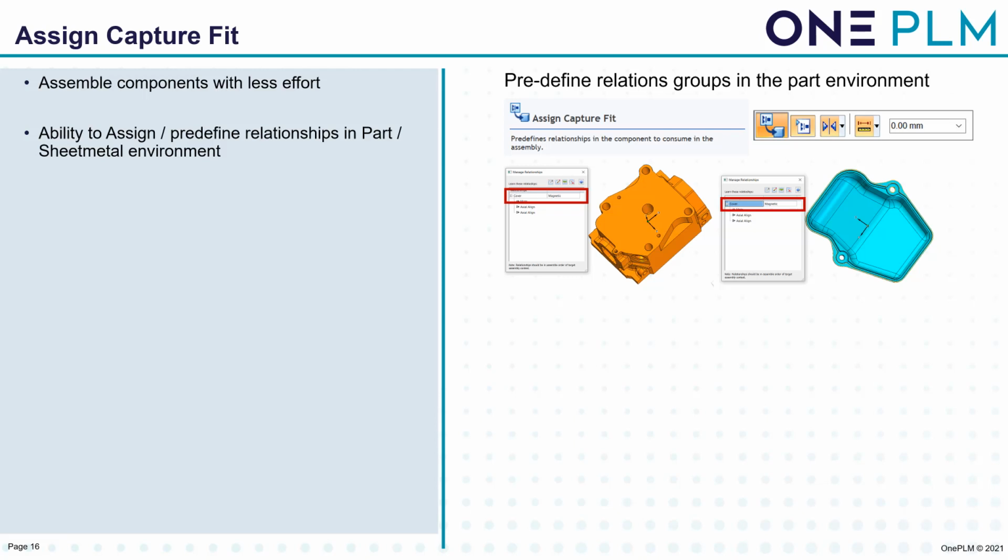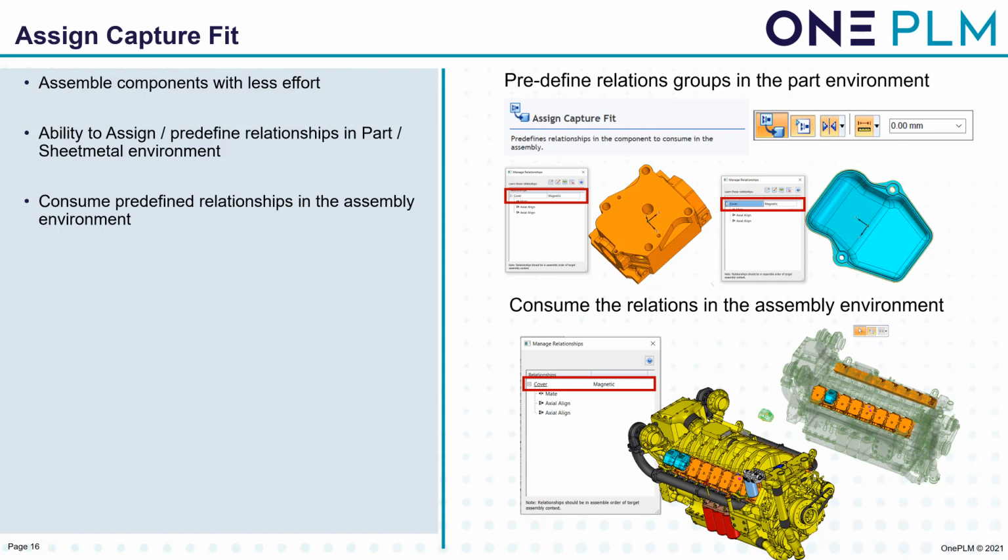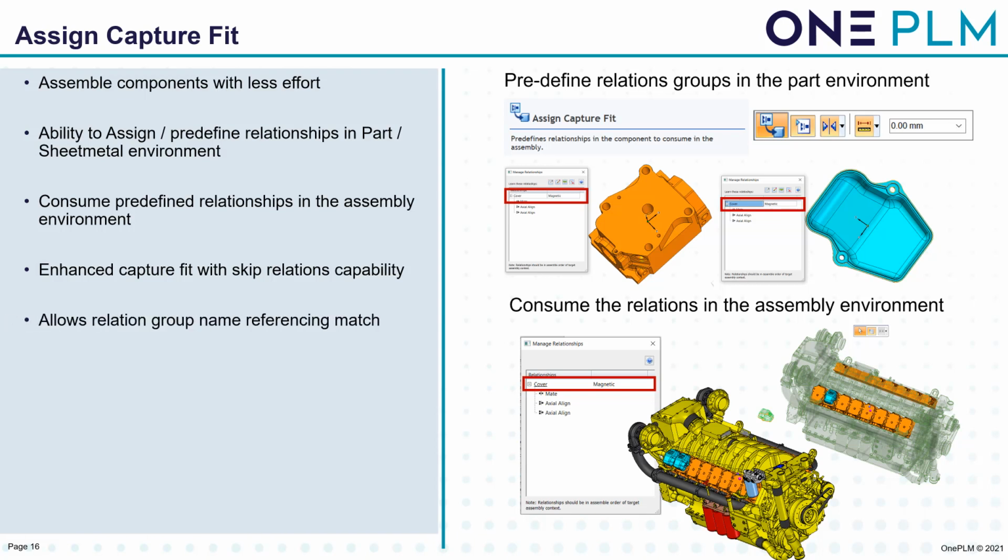make sure that part is in place first, use assemble, flash fit, whatever option we want, and then grab those relationships. Now we can do it within the part, and we can decide what order and what faces we want it to highlight. So we can consume predefined relationships in the assembly environment. We've got the option to skip relationships as well, which we couldn't do before, and it allows relationship group name referencing match as well.